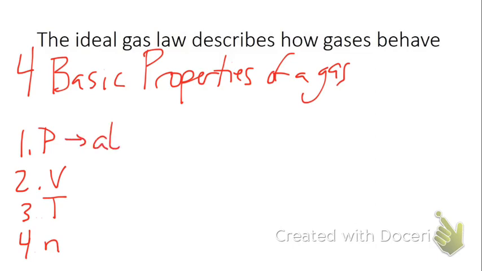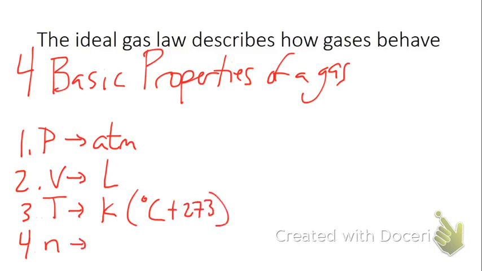Pressure has to be in atmospheres. Volume has to be in liters. Temperature has to be in Kelvin. Remember, to go from degrees Celsius to Kelvin, you add 273. And then N is the number of moles. Right, so these are the 4 basic properties of gas.